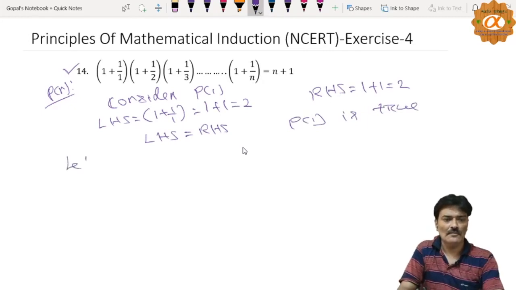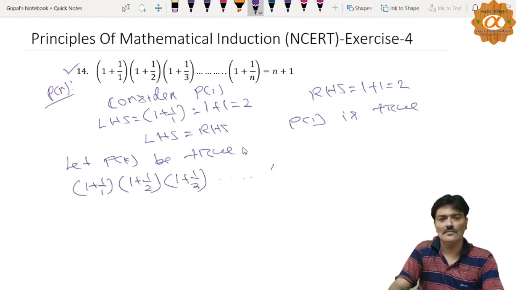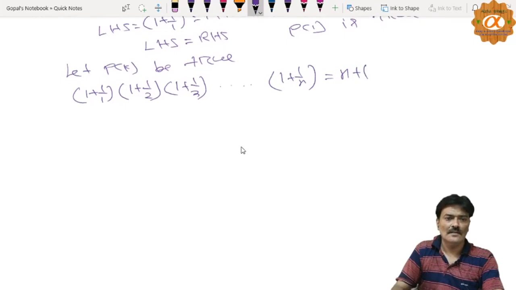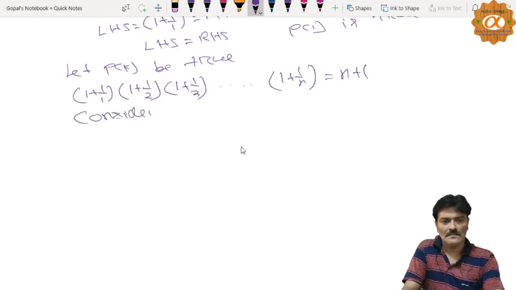Okay, so now let Pk be true. That means (1 plus 1 by 1) multiplied by (1 plus 1 by 2) multiplied by (1 plus 1 by 3) and so on, (1 plus 1 by k) is equal to k plus 1. Okay, now consider Pk plus 1.